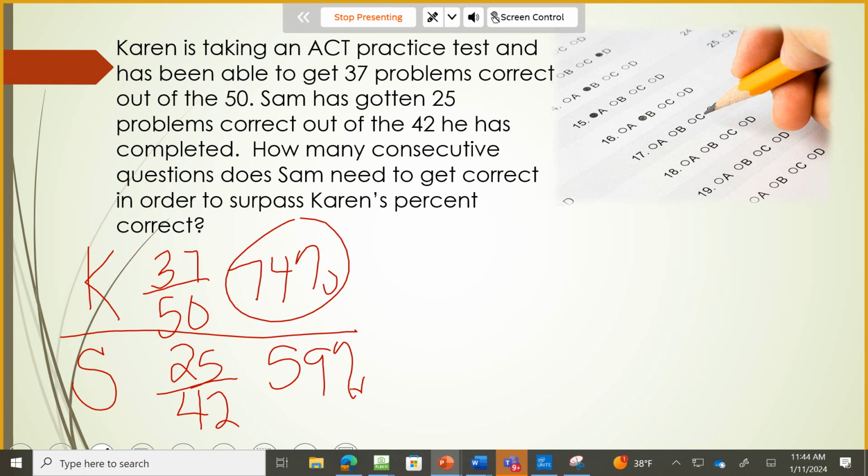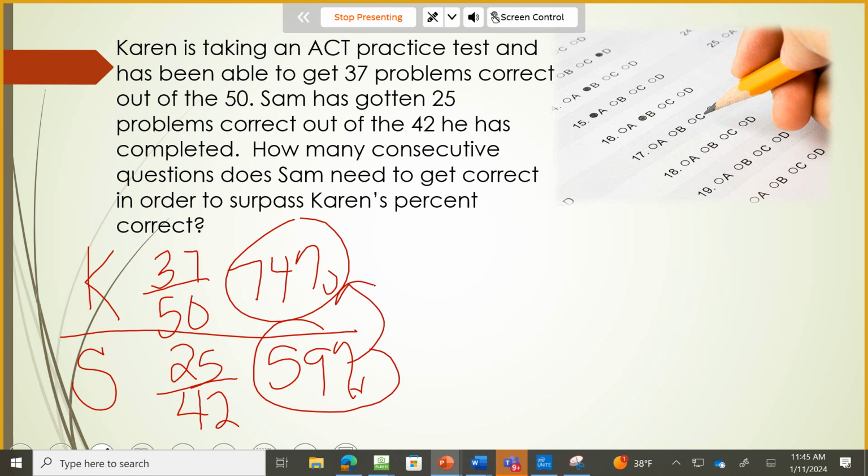If we stop them both from taking a test, and Karen no longer finishes the exam, she just stops where she's at. And there's an unlimited number of questions here, okay? How many would Sam have to get correct consecutively? So every problem he attempts from this point forward, he gets right, in order for his percentage to now be better than Karen's.